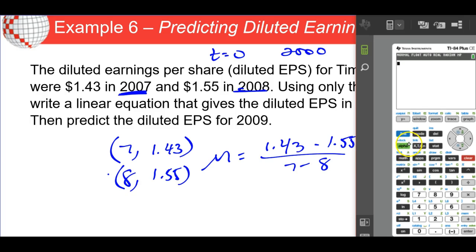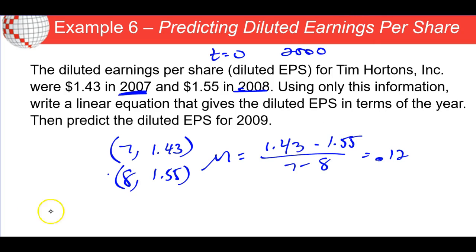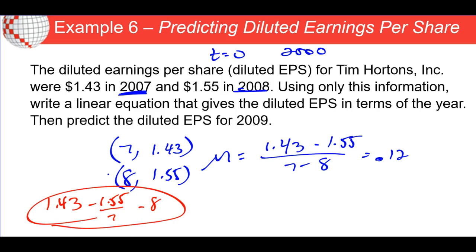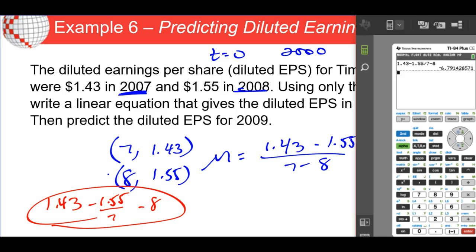This is a neat trick, so you don't have to use parentheses, because the mistake that some people will make is typing 1.43 minus 1.55 divided by 7 minus 8, and that will give you a wrong answer. Why does that give you a wrong answer? Because your calculator does exactly what you typed in, and that's not what you wanted, because you didn't put any parentheses. You could use parentheses around the numerator and the denominator, which you certainly could.